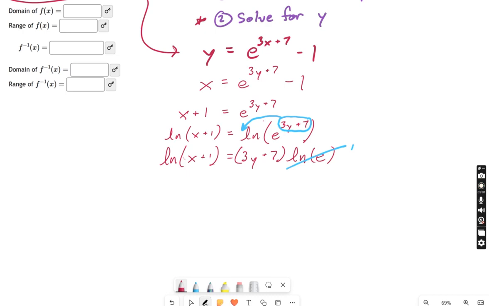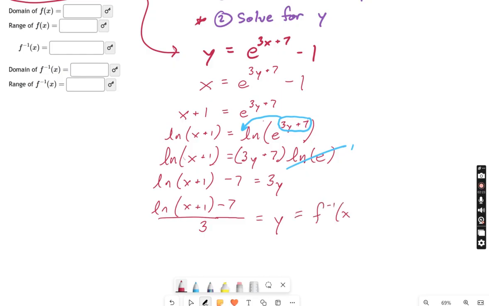Now that's pretty nice. If we just subtract 7 from both sides, you'll see that I'm nearly there. And now we just need to divide by 3. So I got natural log of x plus 1 minus 7, all divided by 3, equals y. That is our inverse function. That was the goal here. So this is our answer.